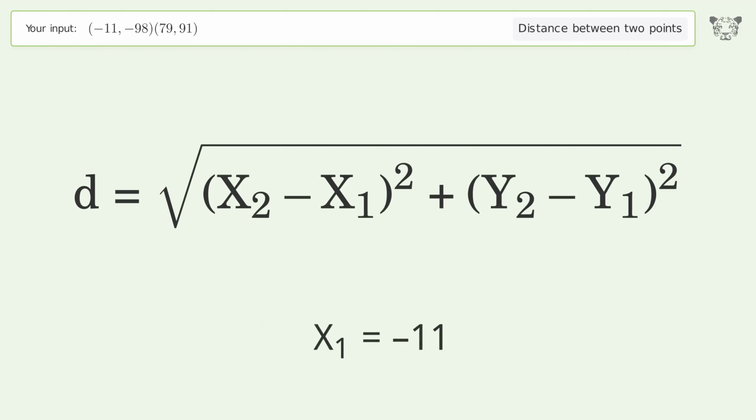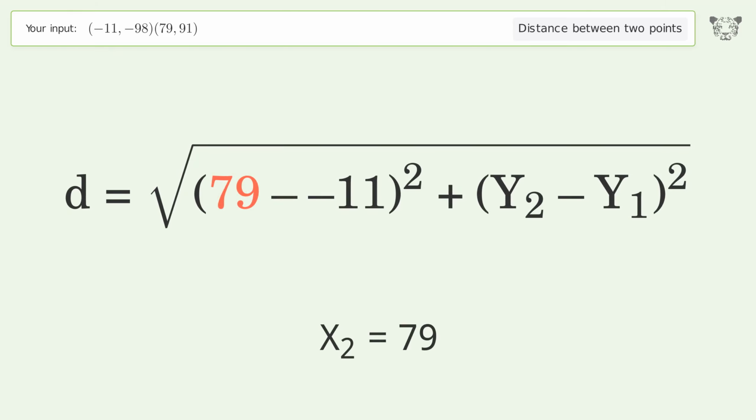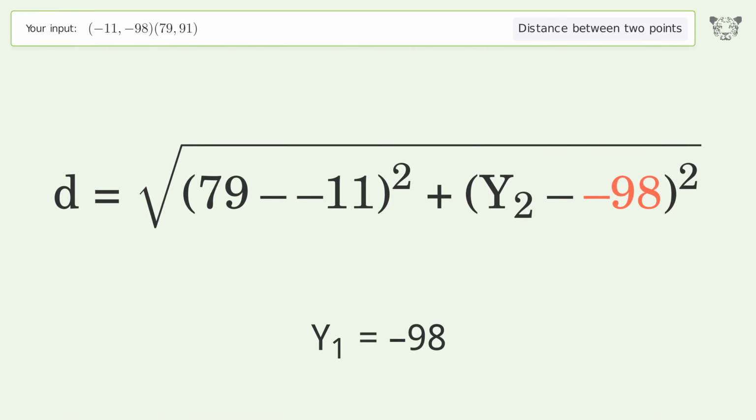x1 equals -11. x2 equals 79. y1 equals -98. y2 equals 91.